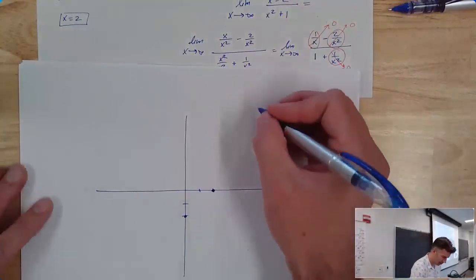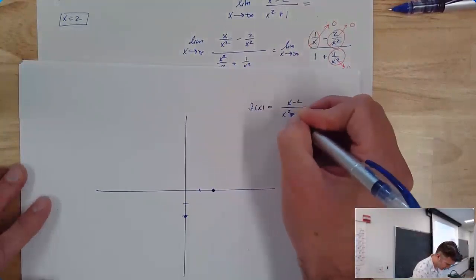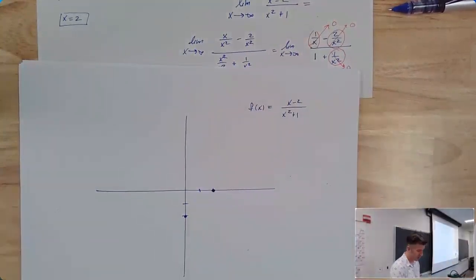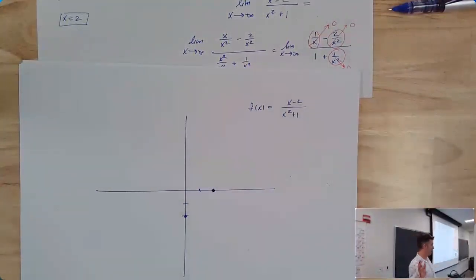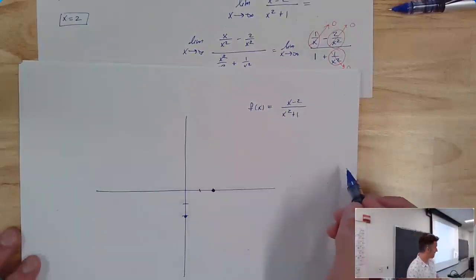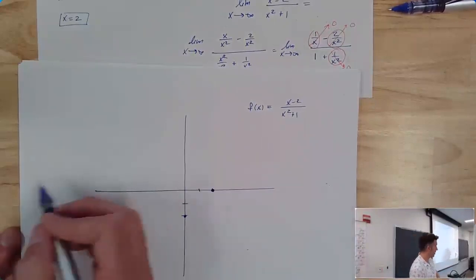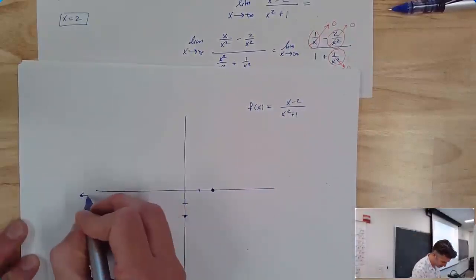So if I look at my function for just a second, x minus 2 over x squared plus 1, that denominator is always positive, right? x squared plus 1, always positive. And that numerator is going to be positive if x is bigger than 2 and negative if x is less than 2. So this function is going to be positive over here on the right side of 2 and negative on the left side of 2. So it's going to look something kind of like this.